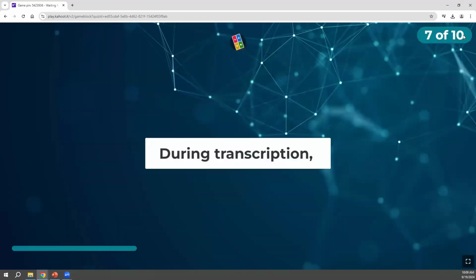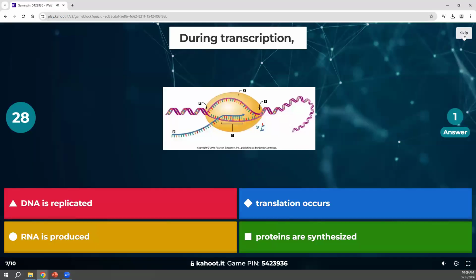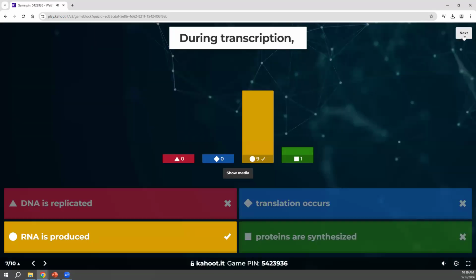All right, next question. During transcription, what's going to happen? And this is an image of transcription. All right, so even if we weren't really sure what the term meant, which I'm hoping you guys are getting eased into those terms a little bit by this point, transcription is the DNA to RNA process.